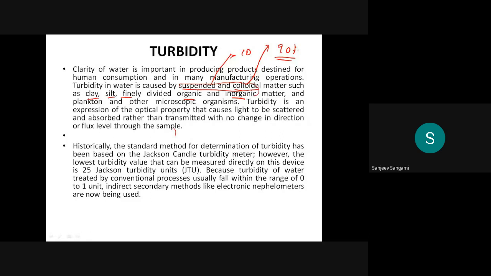If you go back to the previous classification, suspended solids, most of the time will be organic and inorganic in nature. Colloidal solids, organic and inorganic in nature. Remember, the turbidity is due to colloidal as well as suspended particles. But most of the solids, the major portion, go to the colloidal solids. Then how exactly will it be measured?